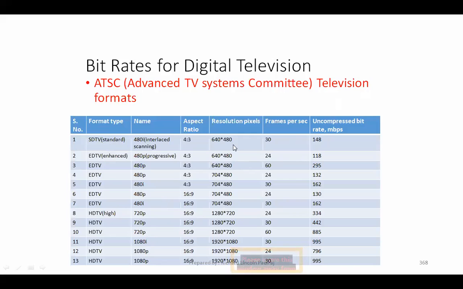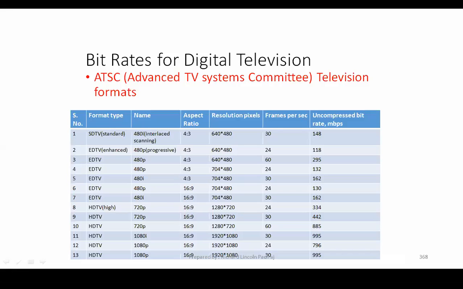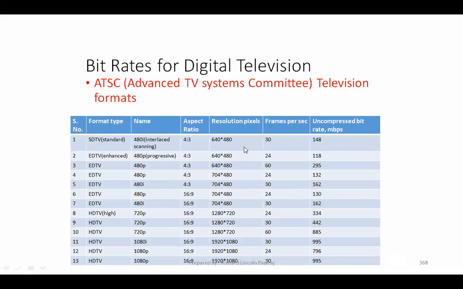So resolution. You can actually see here how the resolution of these pixels does change. So 480, 720, 1080, and the number of frames also does change, and your bit rate. So it starts at about 148. You have 118 here. P is your progressive, and I is interlaced scanning.